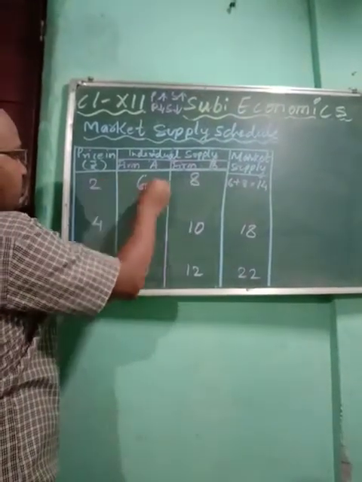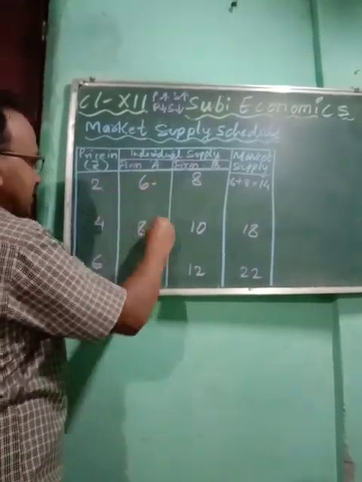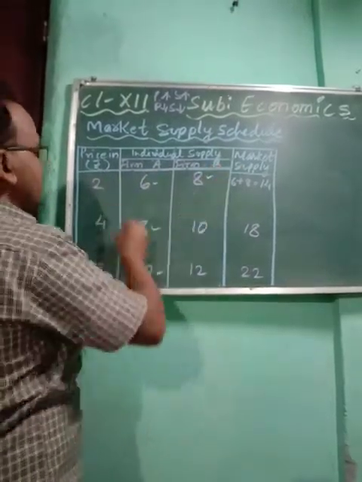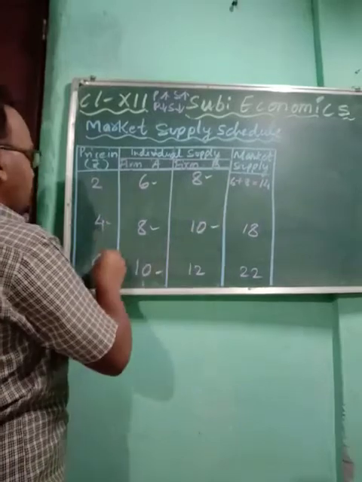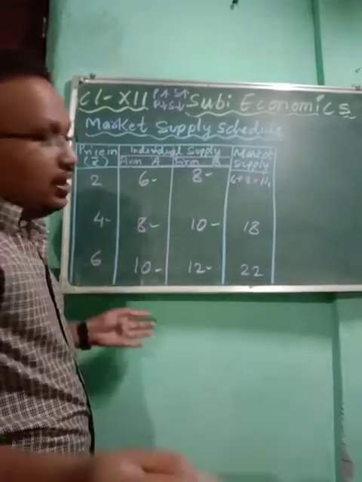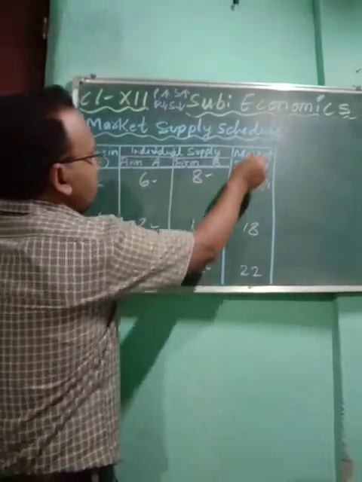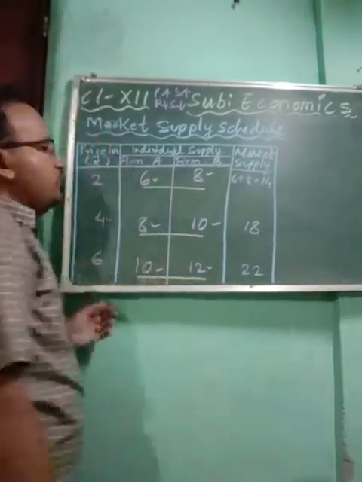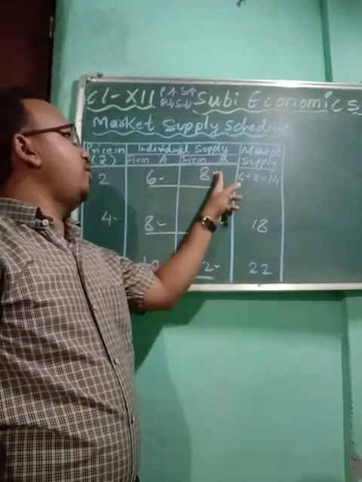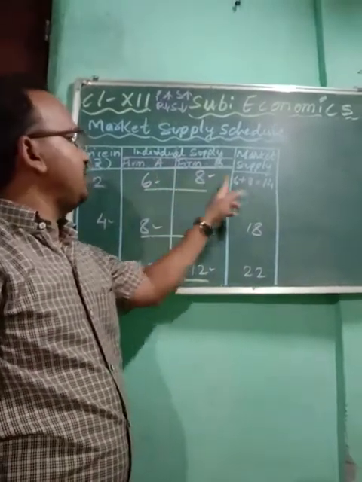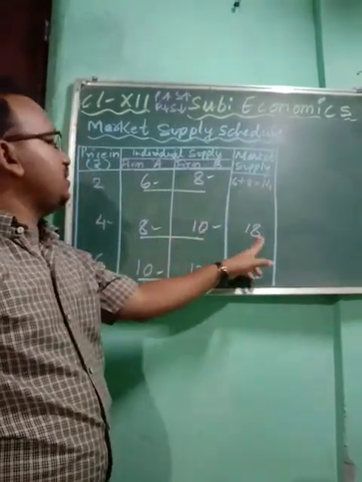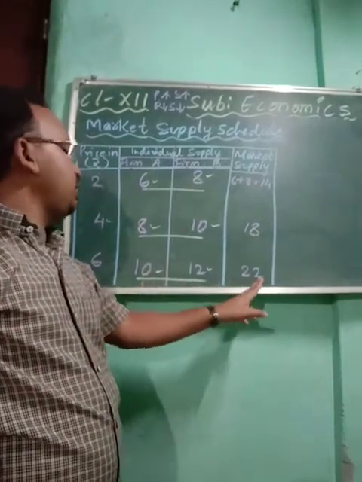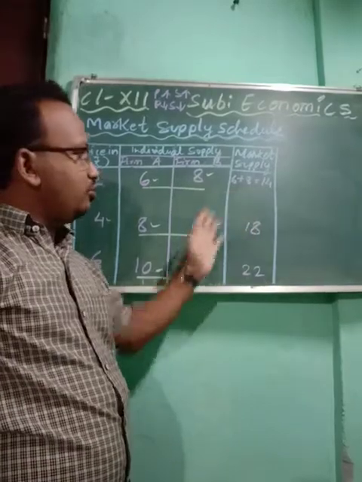So when the price is low, supply is low, and when the price increases, supply also increases. Here, when the price is 2, supply is 8; when the price is 4, supply is 10; when the price is 6, supply is 12. And in market supply, you are going to add the individual firm supply. So 6 plus 8 is 14, 8 plus 10 is 18, and 10 plus 12 is 22. Okay, so you got this one.